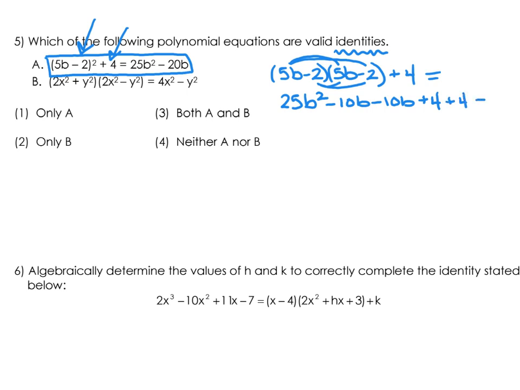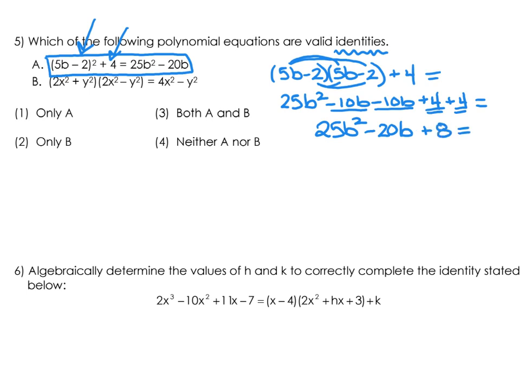And we'll see if that equals the other side once we clean this up. So there's only one b squared term. So 25b squared stays. Negative 10b and negative 10b are not opposites. They actually combine to make negative 20b. And positive 4 and positive 4 make positive 8.